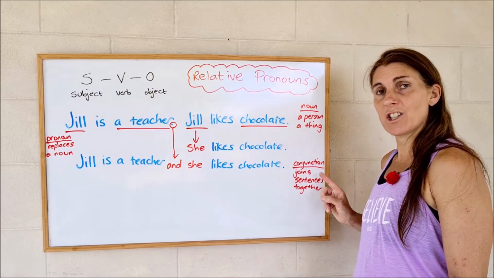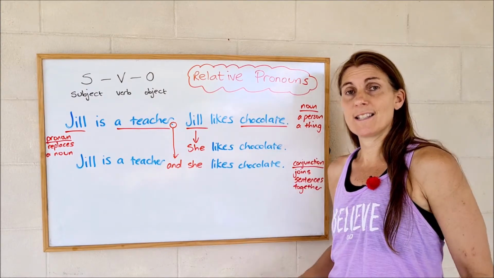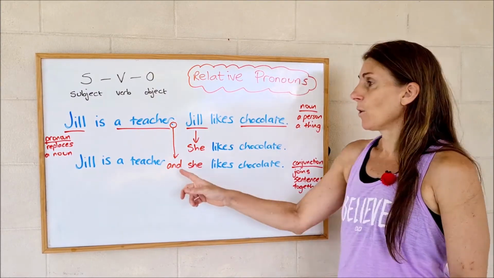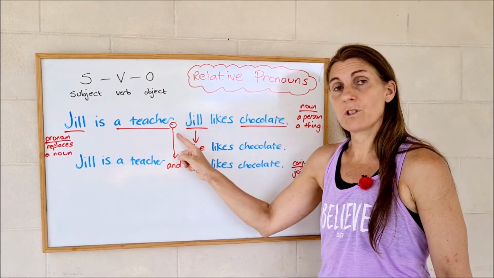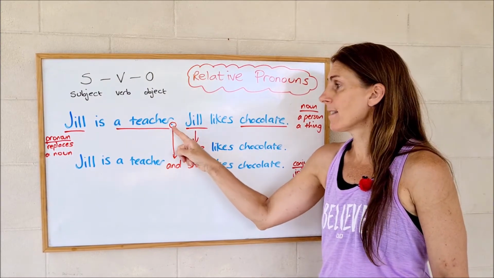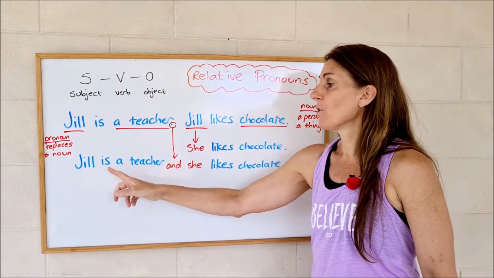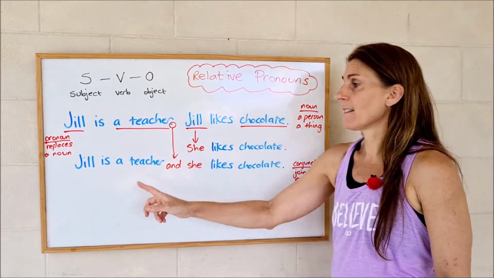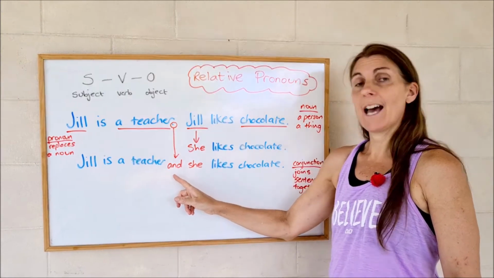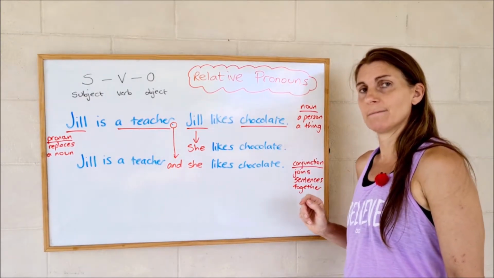Let's take a look. So a conjunction joins two sentences together. So here we've taken out the full stop at the end of the first sentence and we've replaced it with our conjunction and. So now we just have one sentence. Jill is a teacher and she likes chocolate.